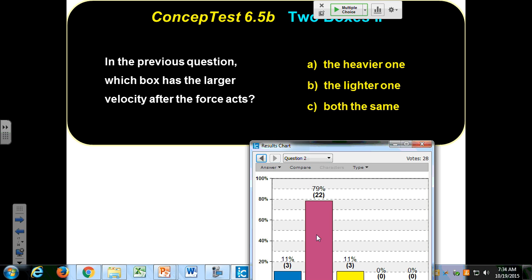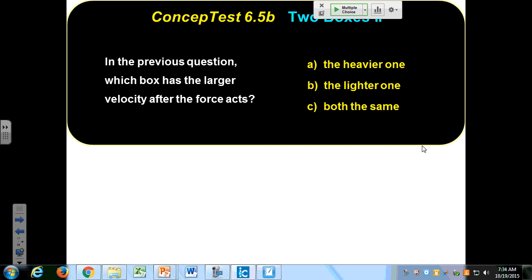Okay, good. B is right. Again, going back to Newton's second law, if I have F equals dp/dt, they both have the same change in momentum, but momentum is mass times velocity. So the one with the lighter mass will have the bigger velocity. They both have the same momentum, but the one with the smaller mass will have the bigger velocity.